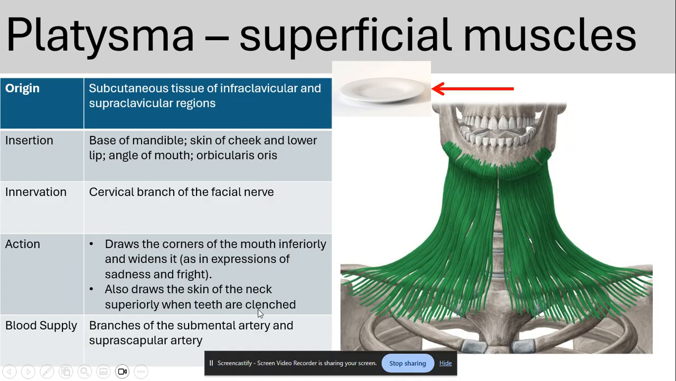It also draws the skin of the neck superiorly when the teeth are clenched. This particular muscle helps in doing that. Blood supply is branches of the submental artery and suprascapular artery. Suprascapular would be in the back.